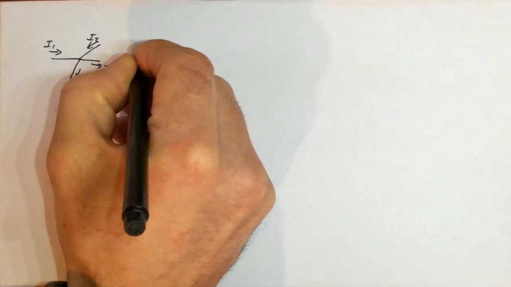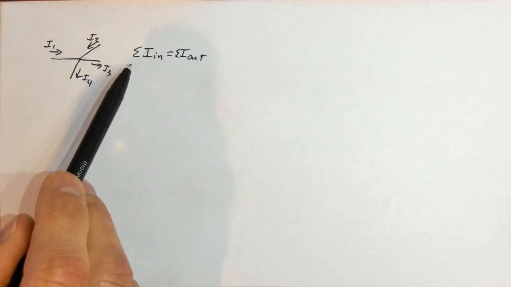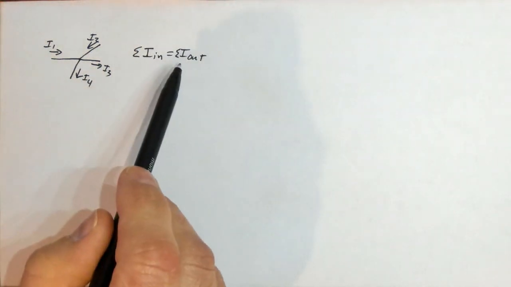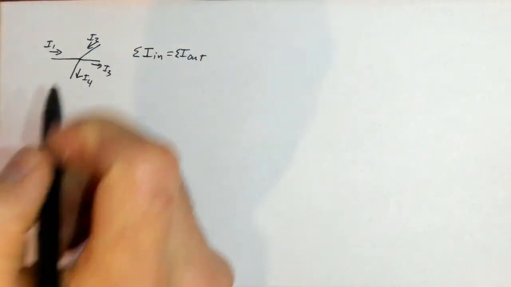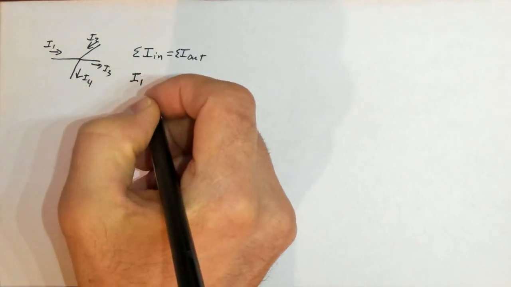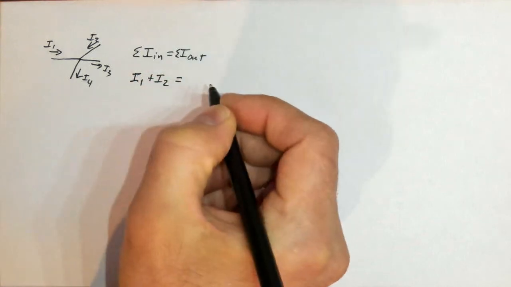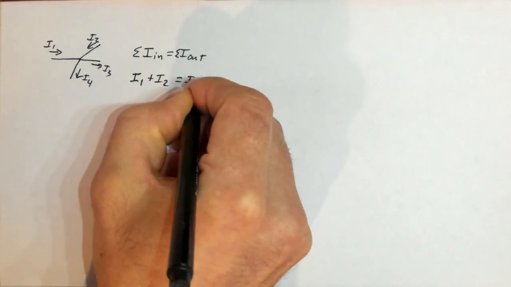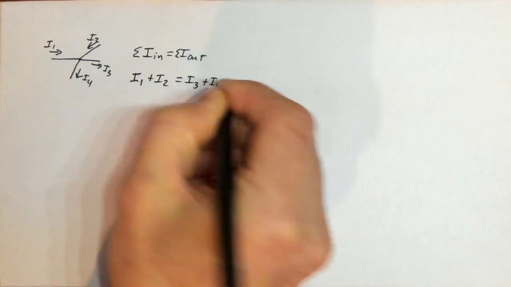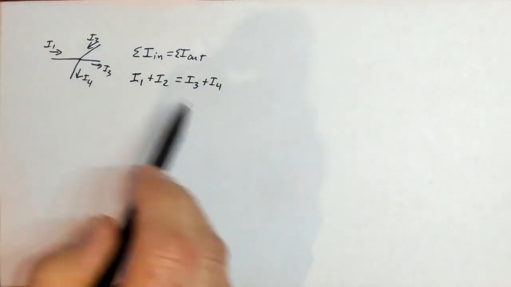Sometimes we'll put summation signs here, meaning all of the inputs added together must equal all of the outputs added together. So in this case, I have I1 as an input, I have I2 as an input, and that's all of my inputs, and I have I3 and I4 as outputs. And this is an equation that relates our variables.